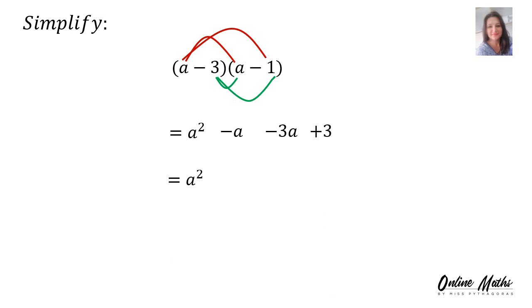And again, a squared we write down, we add the two like terms in the middle. Negative a, negative 3a is negative 4a, and plus 3 we write down.